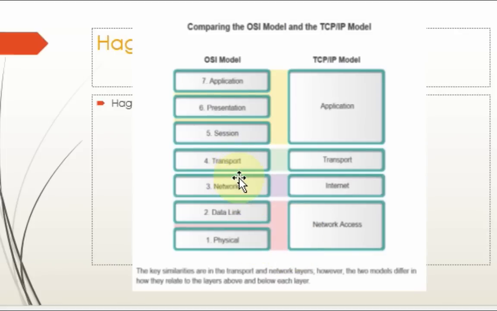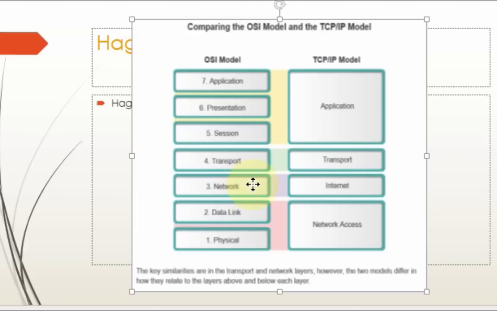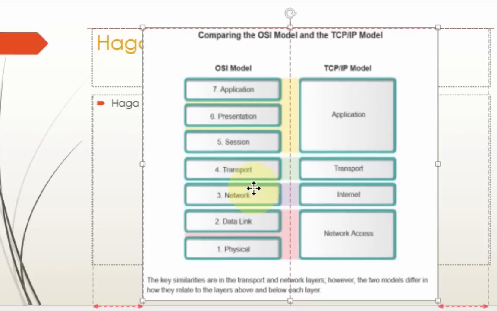Also, layer 3, the network layer, is almost universally used to describe the range of processes that occur in all data networks to address and route messages through an internetwork. IP is a TCP/IP suite protocol that includes the functionality described at the OSI layer 3.